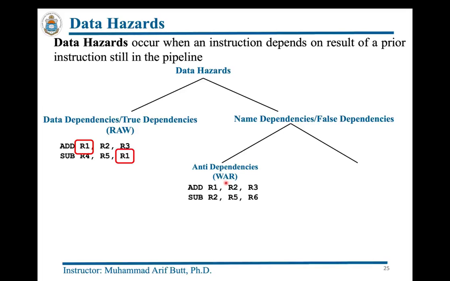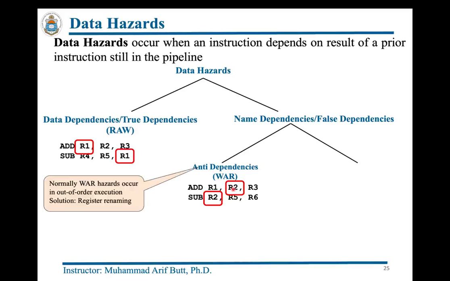Let us try to understand this with an example again. Note that this subtract instruction is writing this register R2 while this add instruction is reading this register R2. However, there is no flow of data between these two instructions. So this is a write after read hazard. Well, dear students, WAR hazards normally occur in out of order execution and their solution is register renaming that can be done statically by the compiler or dynamically by the hardware.